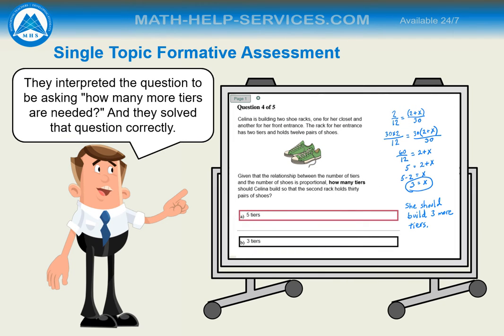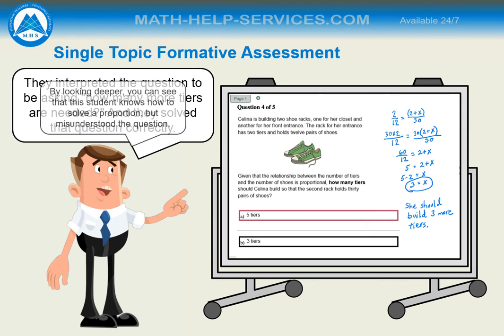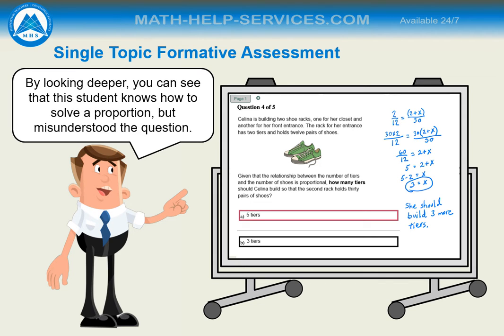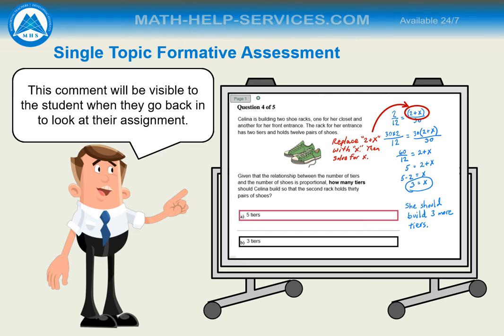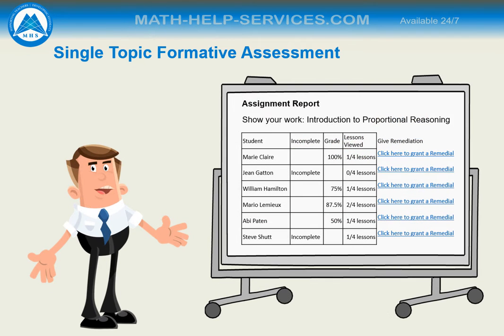They interpreted the question to be asking how many more tiers are needed, and they solved that question correctly. By looking deeper, you can see that this student knows how to solve a proportion but misunderstood the question. This would be an appropriate time to mark up the student's work with your red pen. This comment will be visible to the student when they go back in to look at their assignment.